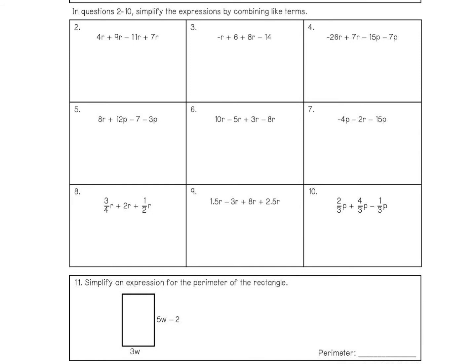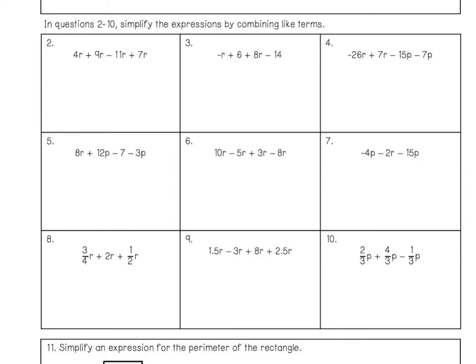So I'm going to give you 10 minutes to work on these 9 problems. Everybody got that? There's only 9 right here. You need to highlight your like terms, the same colors. Now, everybody's colors might be different, and that's okay. All right? And then you go through and you combine. Cool? All right, 10 minutes. Go.